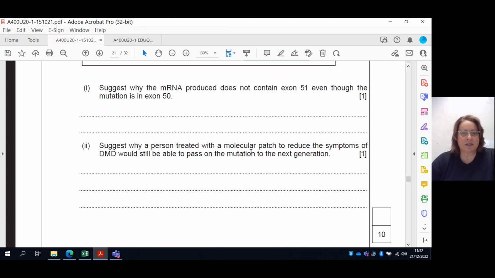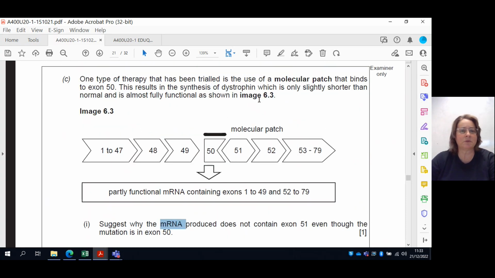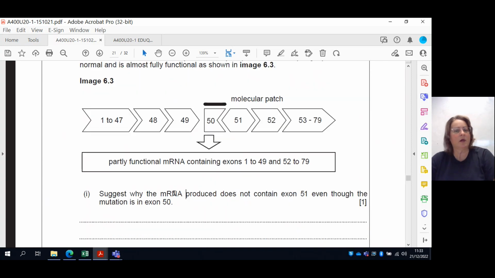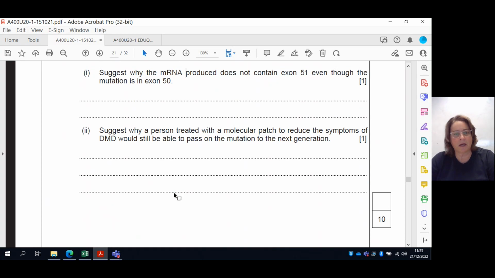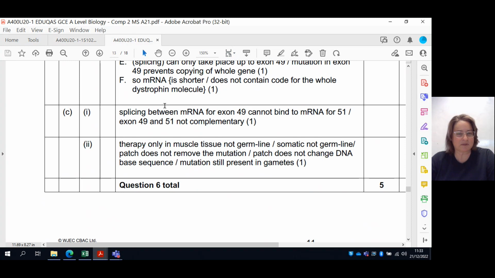Suggest why a person treated with a molecular patch to reduce the symptoms of DMD would still be able to pass on the mutation to the next generation. If you're attacking something on the messenger RNA level, it describes for you, the whole system here, that it's doing modifications on the mRNA level, not on the DNA level, and definitely not in the germline. So unless you're attacking it in the germline on a DNA level, you're going to have it passed on to the next generation. The mark scheme expresses it that way: it's not germline, it's only on the somatic cells, and it doesn't even change the DNA there. So it's definitely going to still be present in the gametes.